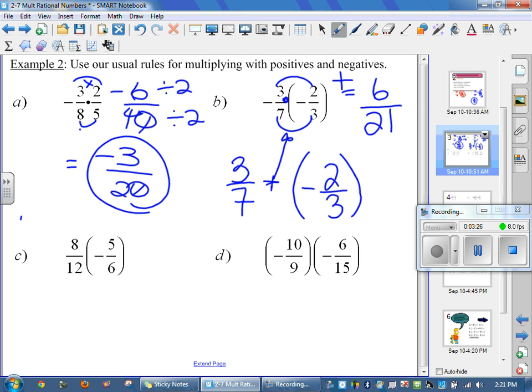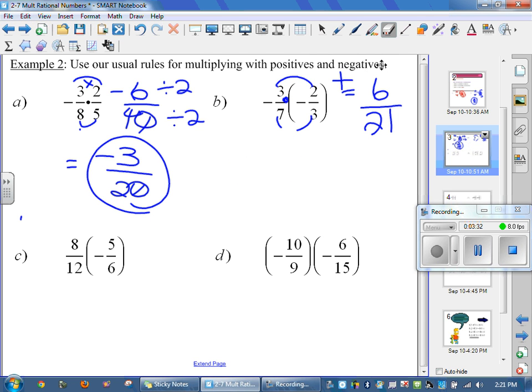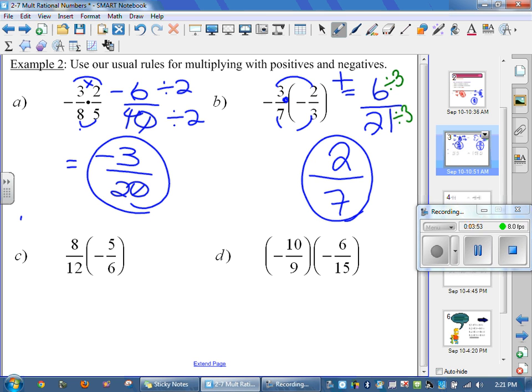Okay? All right. Now let's take our 6 over 21. Does 6 over 21 reduce at all? Yeah. They both divide by 3. Okay? They can both divide by 3. So 6 dividing by 3 gives us how big? 2. And what's 21 divided by 3? 7. Nicely done. Good. So our final answer will be positive 2 over 7.